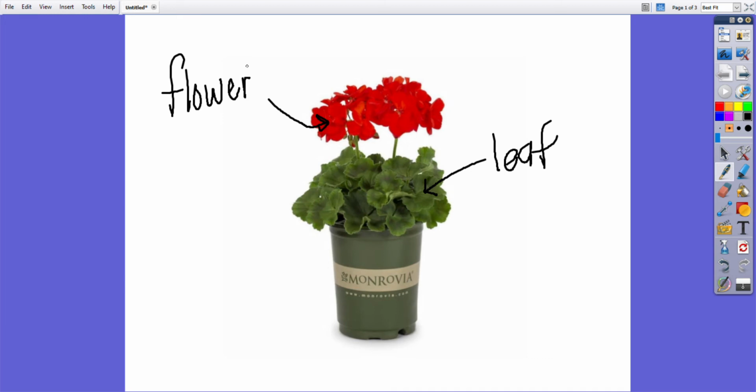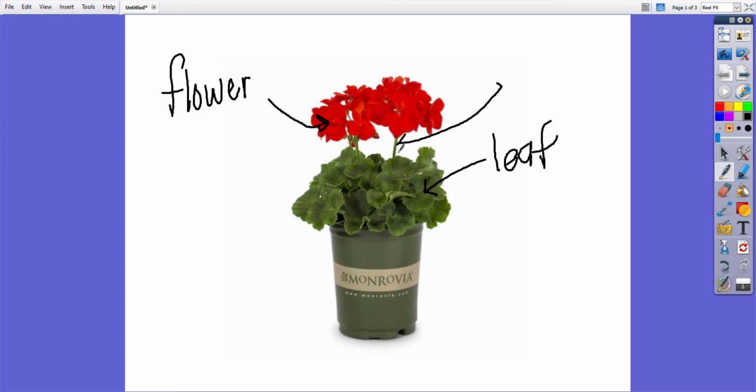It's very noisy. Okay, what color are the flowers on this geranium? What color are the flowers on this geranium? Yeah, they're red.